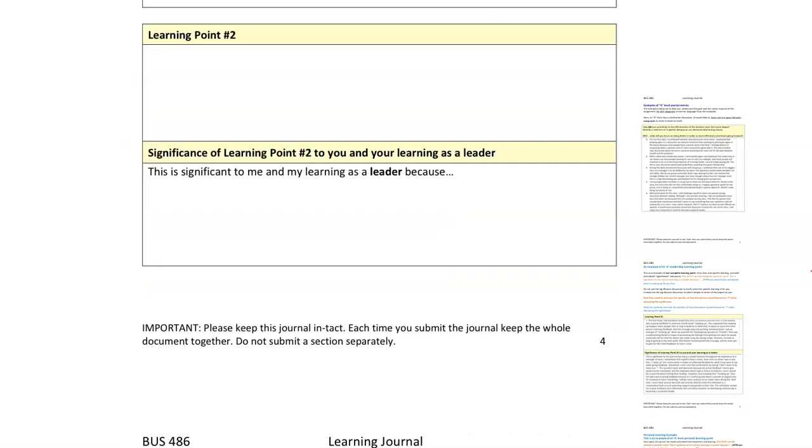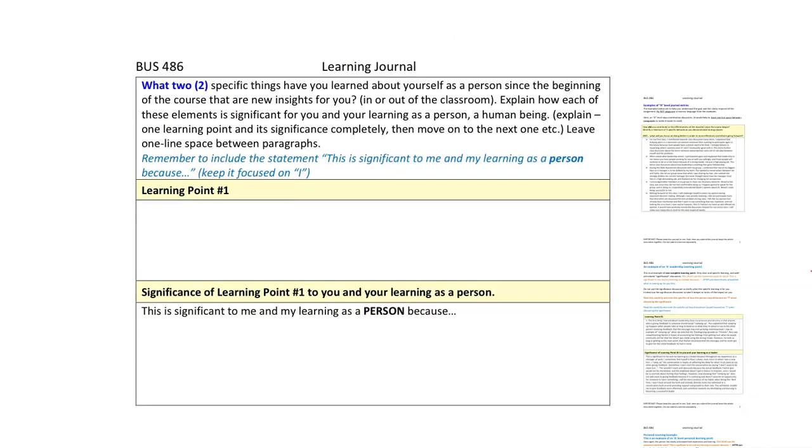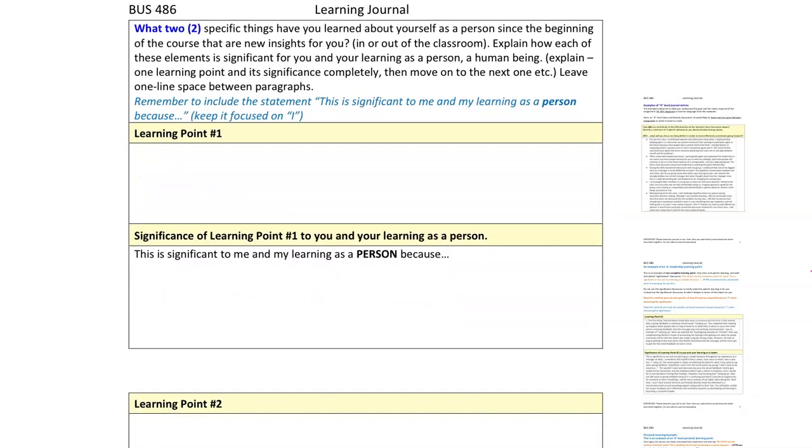And then the third section, if we scroll down a little bit further, we get to things you're learning about yourself as a person. And this is important because in this course, for example, this is a leadership course, we need to understand that who we are as people and who we are as leaders, you know, there's a huge overlap there. You're bringing yourself into whatever role, whatever leadership role you have.